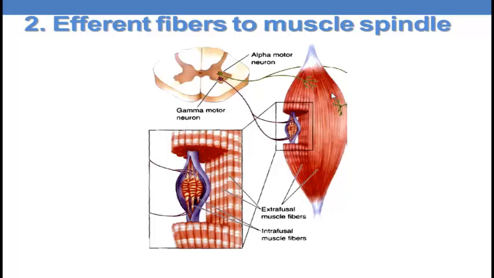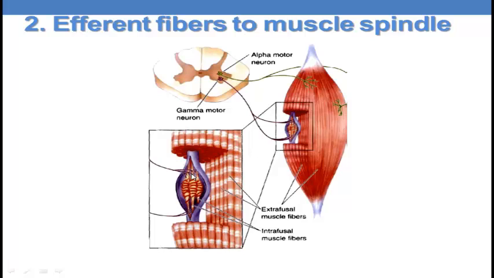About the efferent fibers to the muscle spindle, again we have two types of cells in the anterior horn: alpha motor neurons and gamma motor neurons. Alpha motor neurons innervate the fleshy part of the muscle, the extrafusal muscle fibers. Gamma motor neurons are smaller in size and represent about 30% of cells in the anterior horn. They innervate the peripheral contractile parts of the intrafusal muscle fibers.